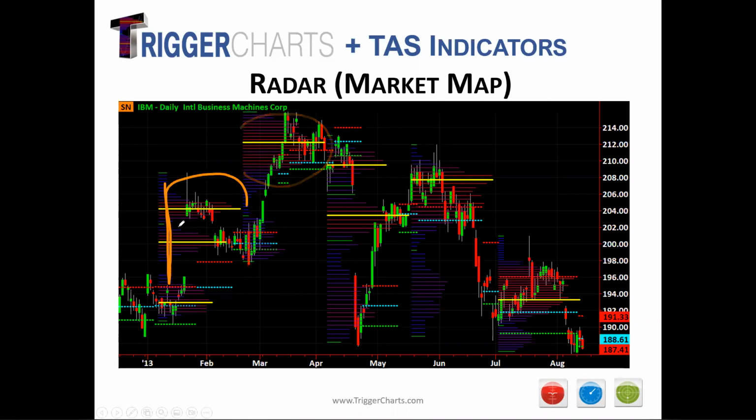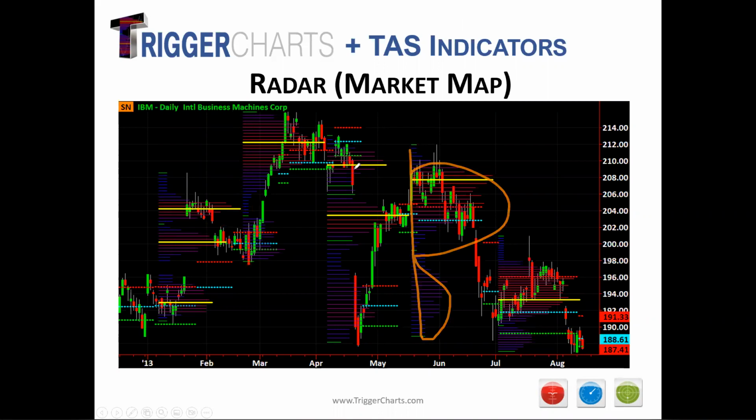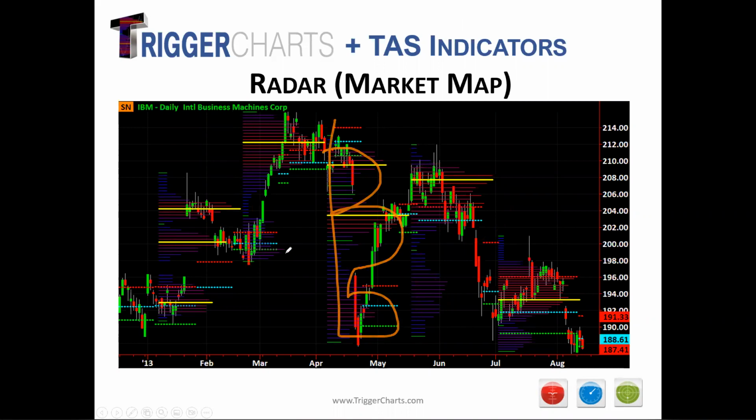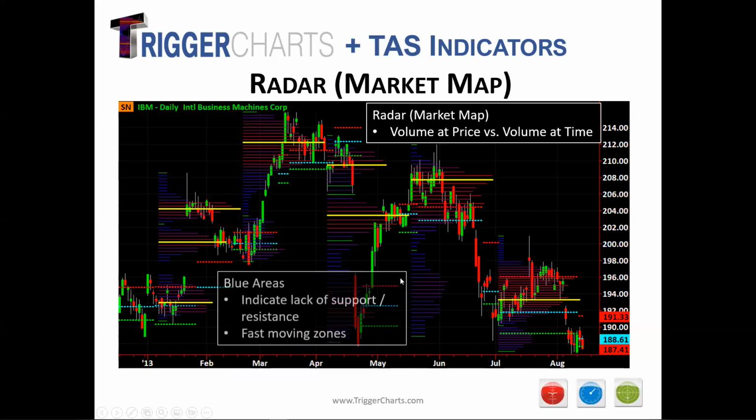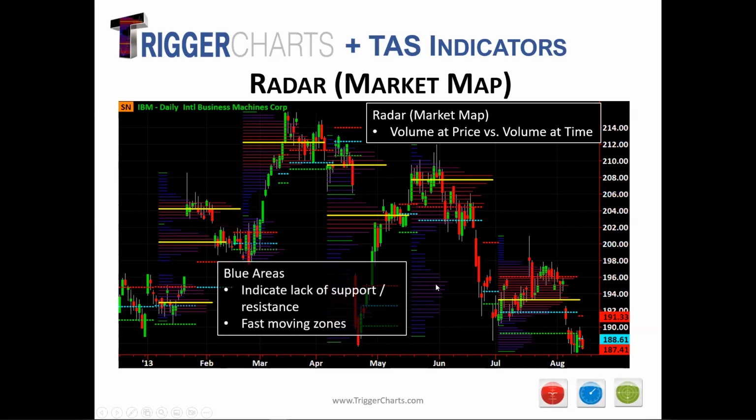You have a B. Let's see, this is a somewhat, I would call it normal distribution. We have an elongated B here. Here's a triple. Any of those that we look at? No, they're all about the same here. Here's a B, right, B. So what we find with the market map is that we have a very similar style of what it looks like here, right? Volume at price and volume at time and areas of interest.